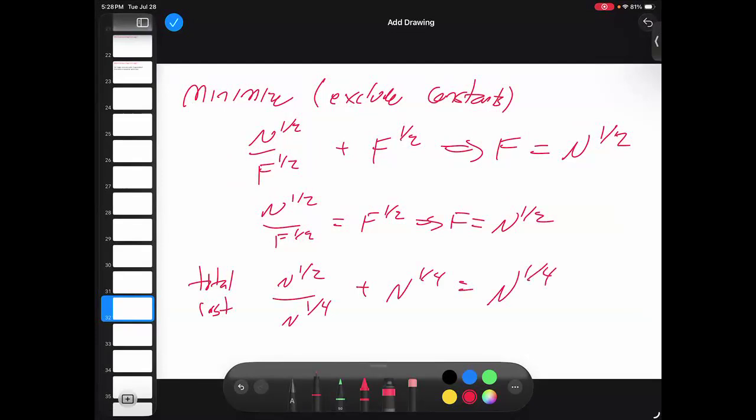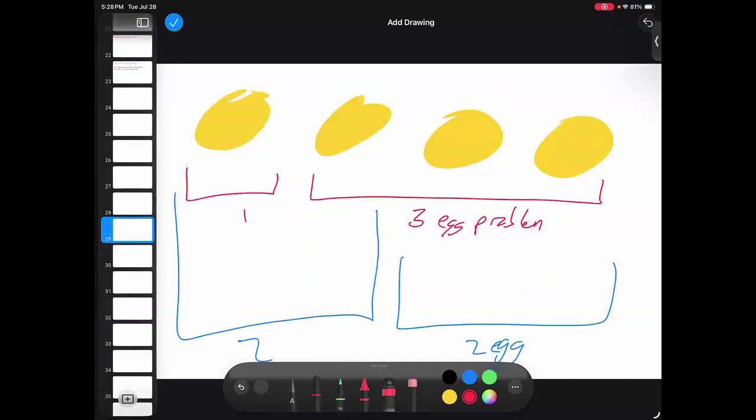What else was order n to the 1/4? The 1 and 3. So my question to you is, do we actually gain anything by doing it as two 2-egg problems versus doing it as a 1-egg problem followed by a 3-egg problem?